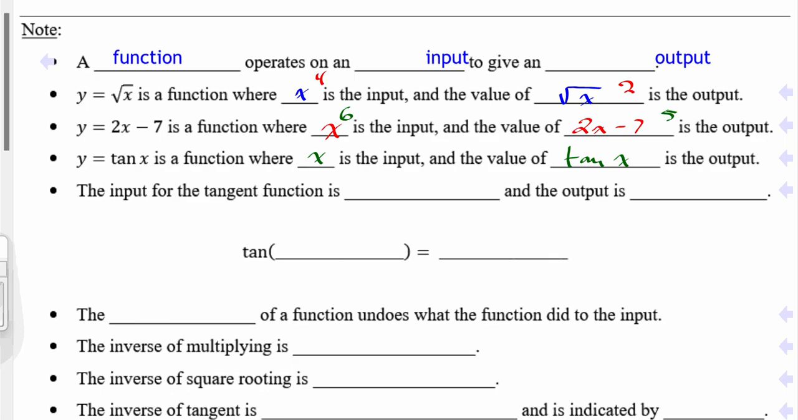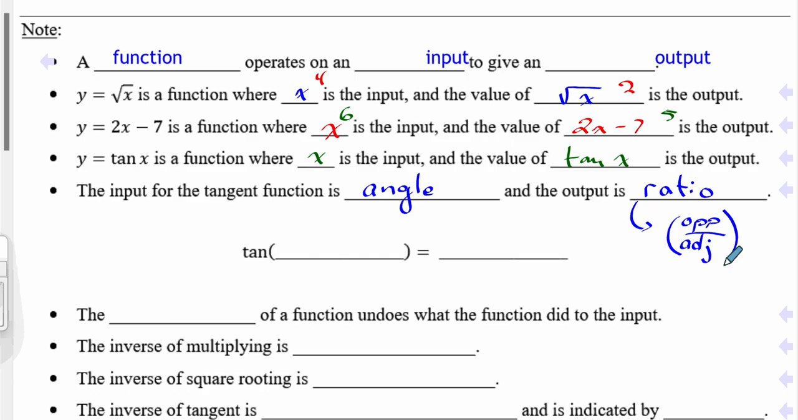So the input for a tangent function is an angle. We put an angle measurement in, and for this course, we'll always stick it in with a measurement in degrees. And then the output we get is a ratio. And the ratio is going to be how does the opposite side compare to the adjacent side. Okay, so it's going to give me that ratio, that comparison.